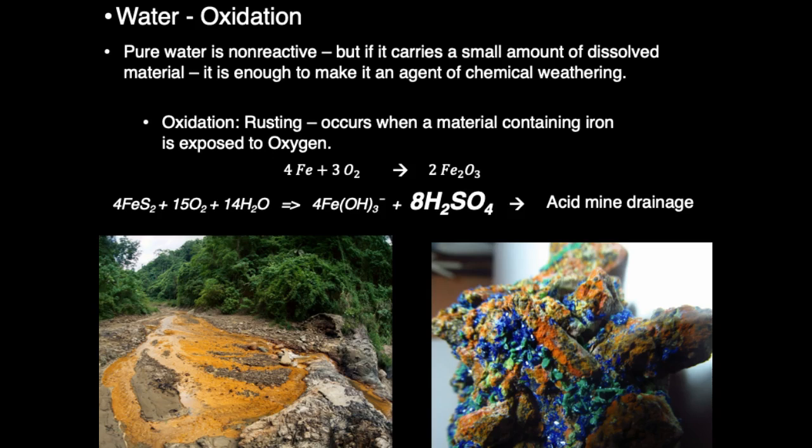Oxidation, or as some of you may know, rusting, occurs when a material containing some iron in it is exposed to oxygen. The first chemical reaction that you see in the slide is how that process occurs. So 4 iron atoms join with 6 oxygen atoms to create hematite, which is a type of iron oxide that we saw in lab during the minerals lab. If you guys remember, it was kind of brownish red, and it had a brownish red streak. So that is the result of this chemical weathering action of oxidation.